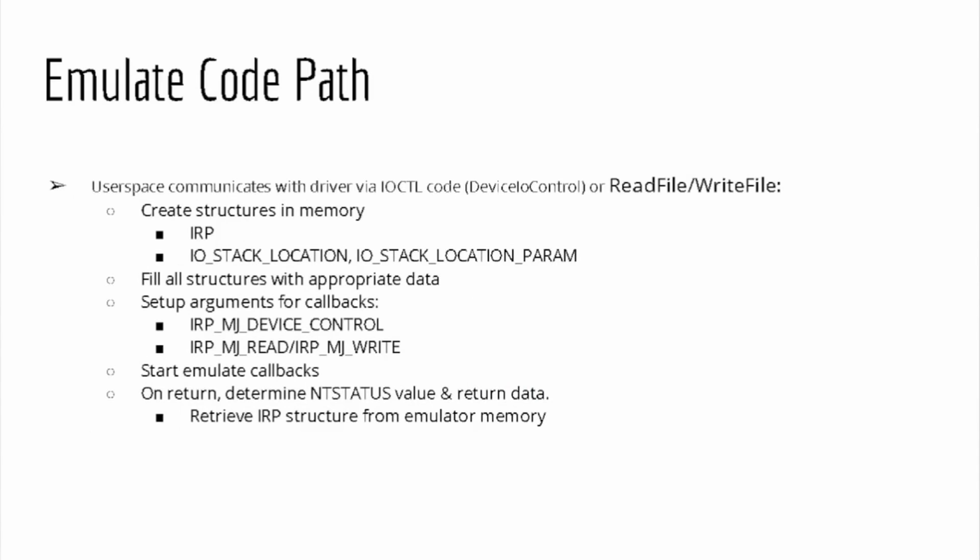After everything is ready, a user space program can communicate with the driver via I/O control code, or read file and write file. I create the IRP and IO_STACK_LOCATION structures in the emulator memory. I find a structure with appropriate data, set up arguments for the callback function, and start emulating from the beginning of the function. When everything is complete, I determine the return value and return data by reading the IRP structure from emulator memory.